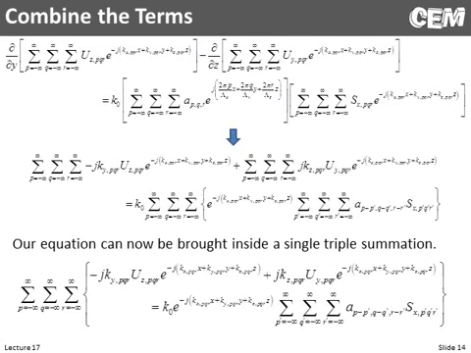Now we want to pull everything together. This top equation is when we just did our blind substitutions. Then we did some math on each of these terms, and if we plug all those expressions back, we get here. Now we have the same triple summation on the outside of all these terms. We can pull the entire equation inside that first triple summation. So this is everything left.